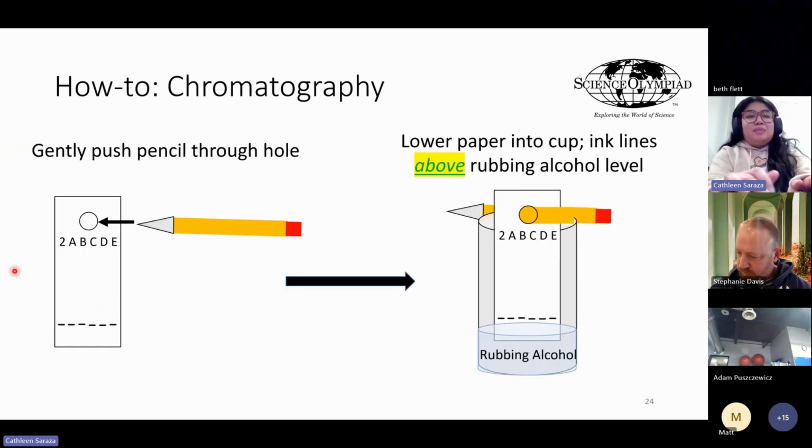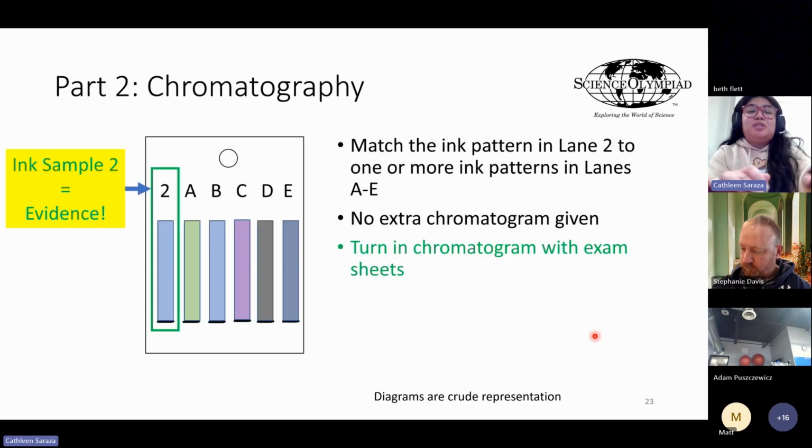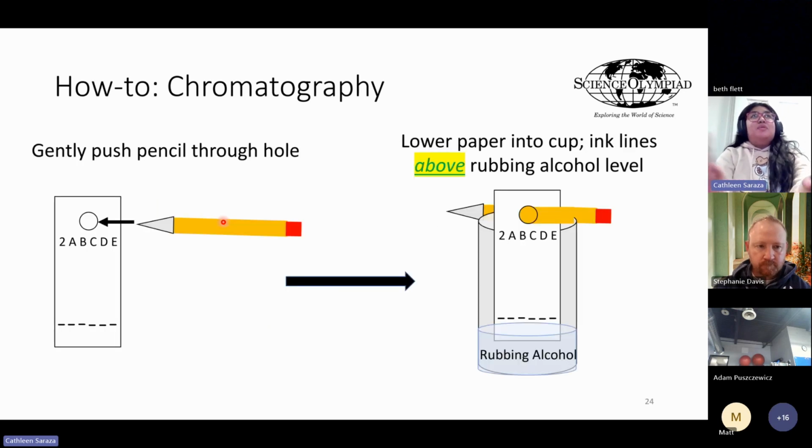So, as I mentioned before, the whole point of chromatography is to take one substance, put it into a liquid, and then you'll see that separation once the chromatography paper is in a liquid for a certain amount of time. Because ink is not made of one thing, it's made of a bunch of things that can be dissolved at different rates in the rubbing alcohol.